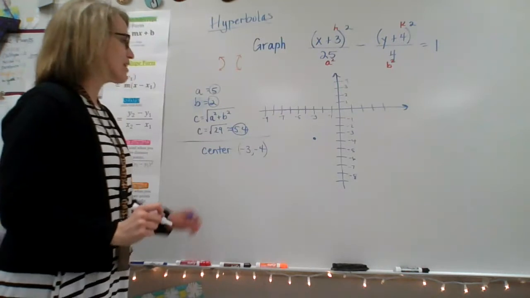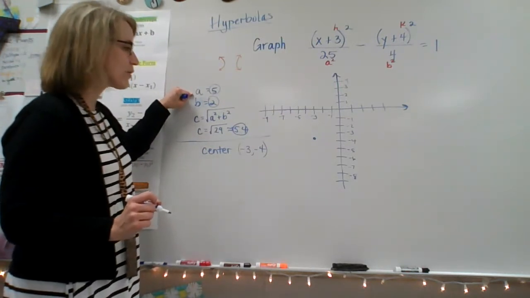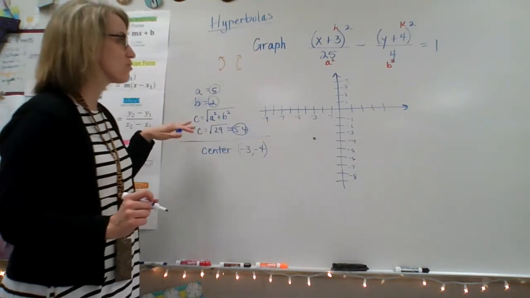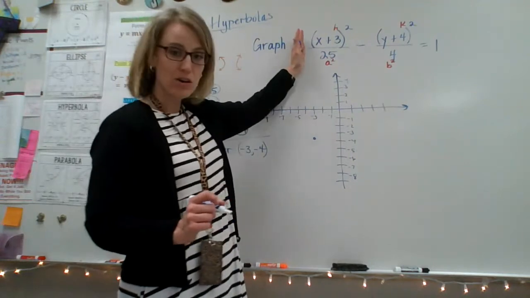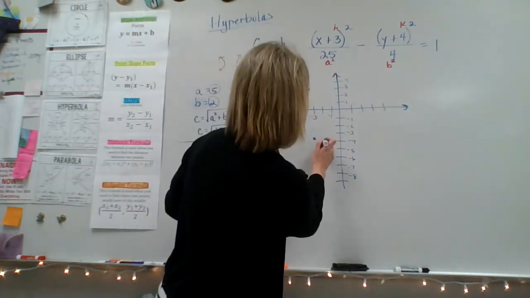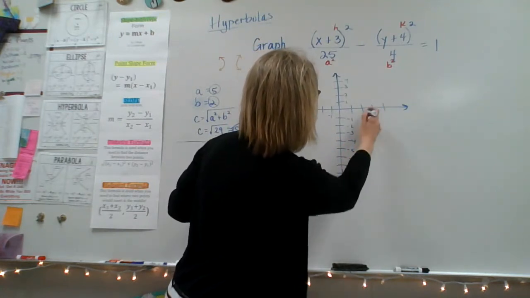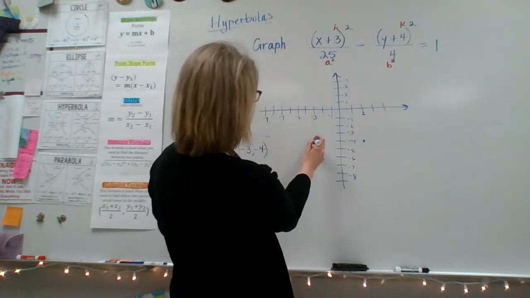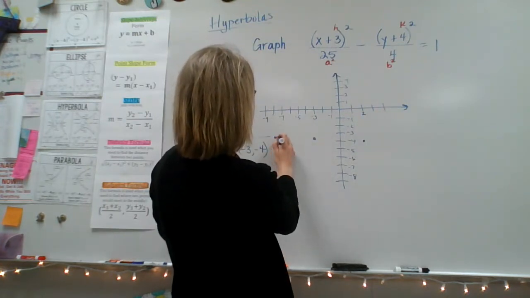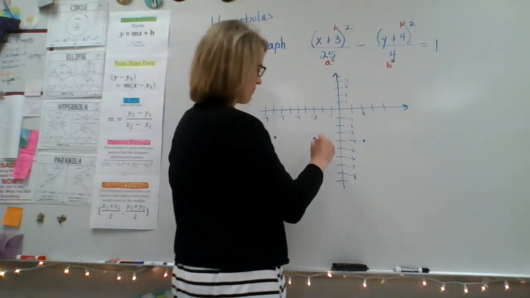All right, if we know our A value is 5, then that means from the center, we need to go a distance of 5 units to the right and to the left of the center point, because it is on our x fraction. So it's a horizontal distance, A is. All right, so here we go. 1, 2, 3, 4, 5. So we're right here at 2. And we're going to go back 5. So 1, 2, 3, 4, 5. So we're here at -8. All right, that's your A distance.